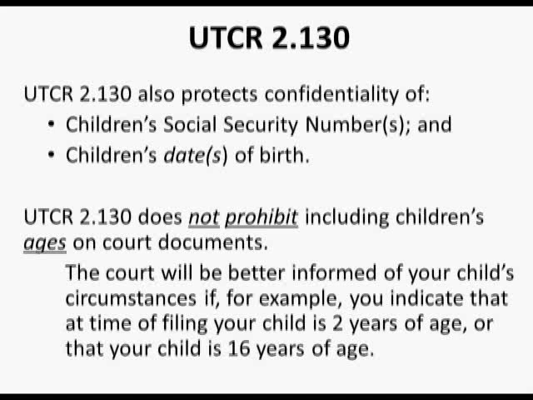UTCR 2.130 also protects confidentiality of children's Social Security numbers and children's dates of birth. UTCR 2.130 does not prohibit including children's ages on court documents. The court will be better informed of your child's circumstances if, for example, you indicate that at time of filing your child is 2 years of age, or that your child is 16 years of age.